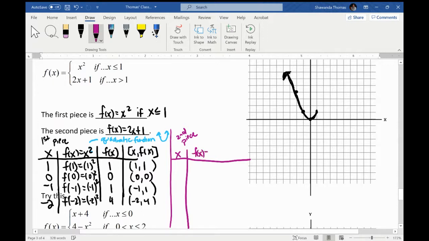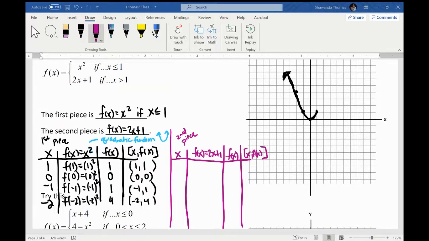So f of x equals 2x plus 1. What number do I want you to plug in first? I know it may not make sense to you right now. 1. Thank you. But I also want you to put a little note saying what for this one, for 1. Open circle. Yes, we're going to put an open circle for this one.